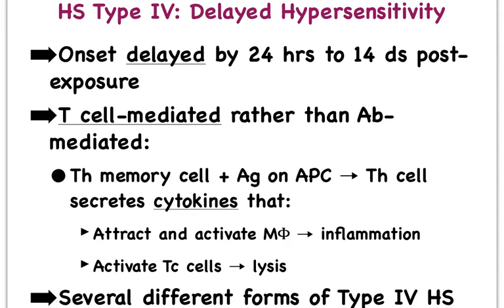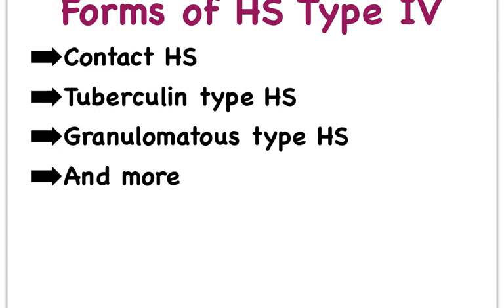Once again, there are different forms of type 4 hypersensitivity. Let's take a look at them. There are actually many types of hypersensitivity 4. We're just going to take a look at a few, such as contact dermatitis, the tuberculosis test, and then granulomatous type hypersensitivity.